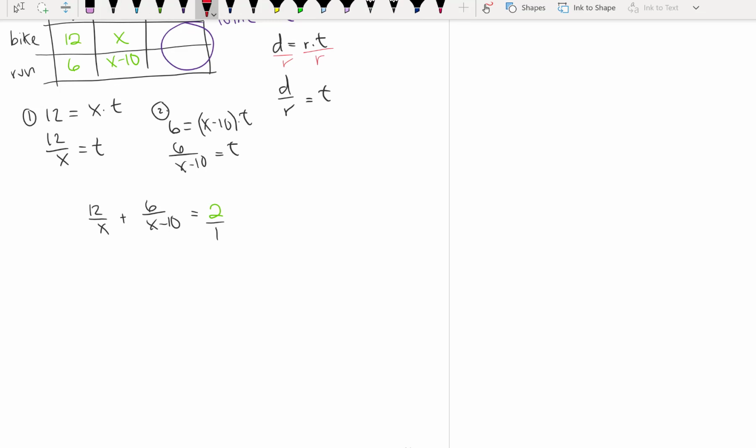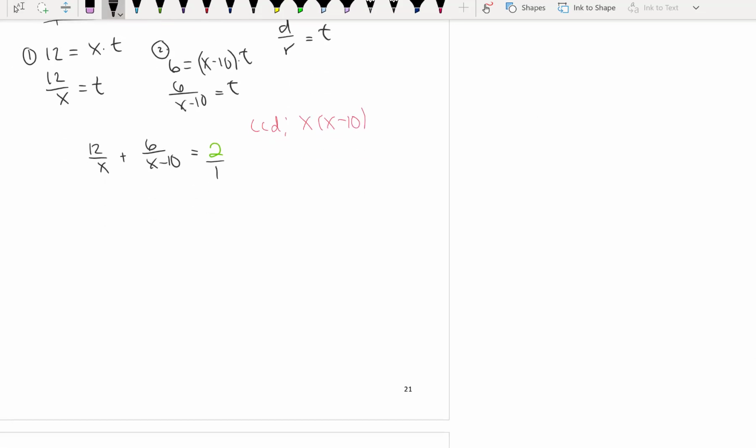Now I need to find my LCD. So here it's x and x minus 10. For that first fraction, 12 over x, what's missing is my x minus 10. Plus, I have my 6 and I have my x minus 10, so what's missing here is an x. And it's equal to my 2 over 1, and what's missing is the x and the x minus 10.